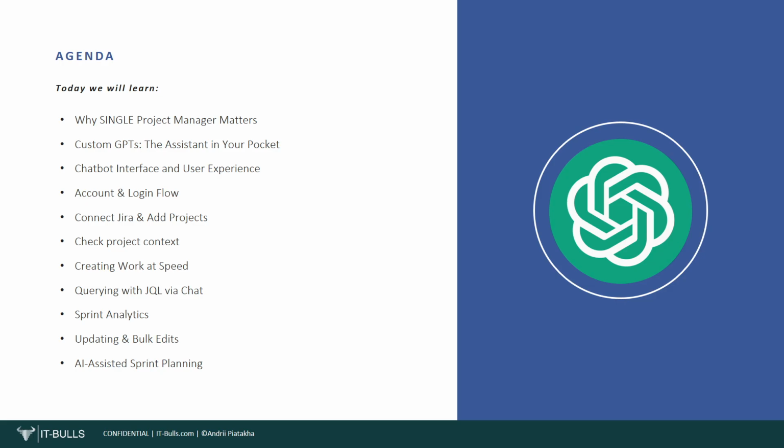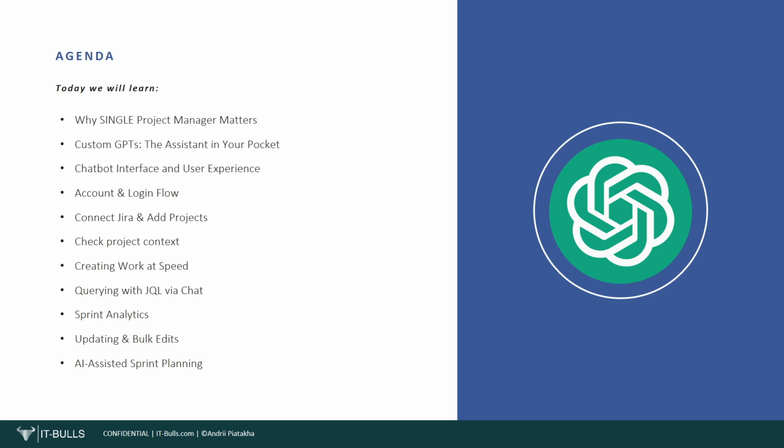Next, we'll explore how to create work at speed, epics, stories, tasks, and bugs, using best practices and AI-generated descriptions. We'll then move into querying Jira with natural prompts, where you will see how the bot transforms plain English into powerful JQL queries and returns neatly formatted results. After querying, we'll dive into sprint analytics, where I'll show you how to generate charts and aggregated insights that will help you identify bottlenecks and plan more effectively.